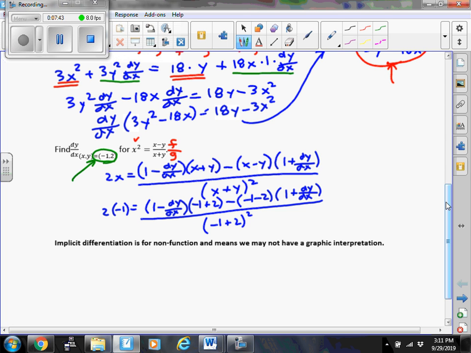A lot nicer to deal with. So I've got -2 equals. That right there is just 1. Distribute the 1, nothing happens. So that's 1 minus dy over dx. Over here, I got -3, but there's a negative outside, so it's +3. So I'm going to distribute 3.